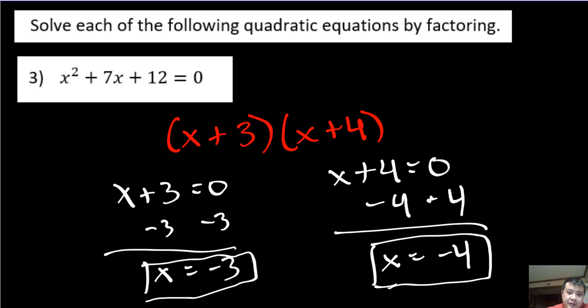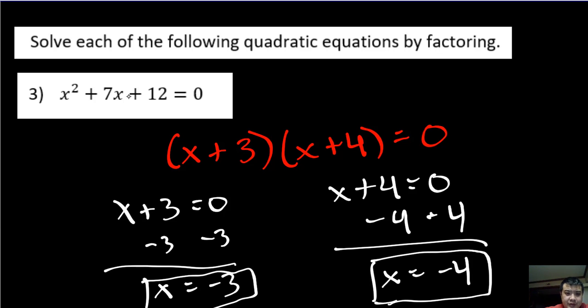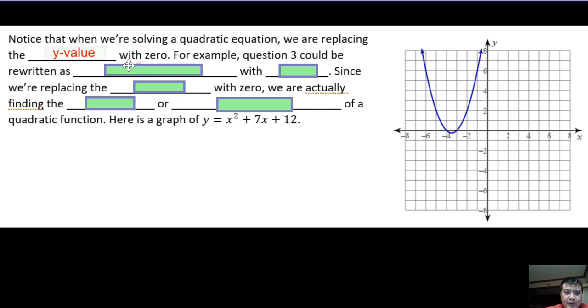What you should have found is that x equals negative 3 and x equals negative 4, because this equation factors into (x + 3)(x + 4) = 0. So, notice that when we're solving quadratic equations, we're replacing the y value with 0. For example, question 3 can be rewritten as y = x² + 7x + 12, with y equaling 0.